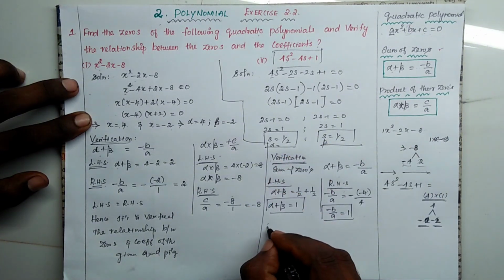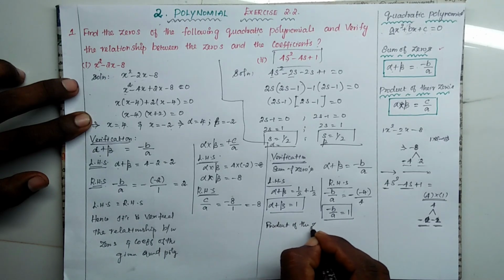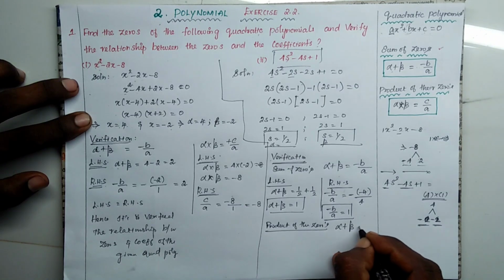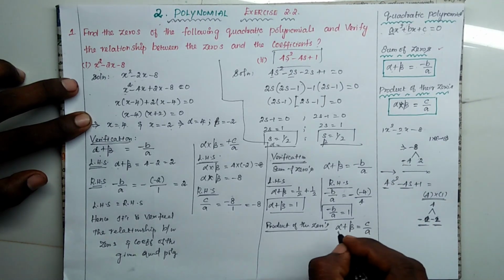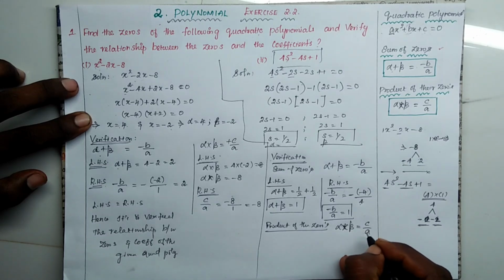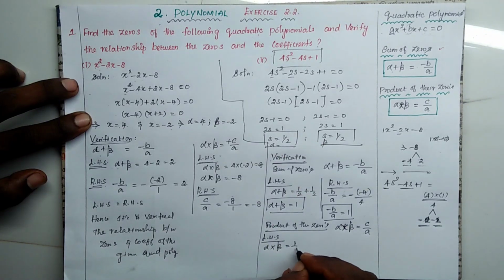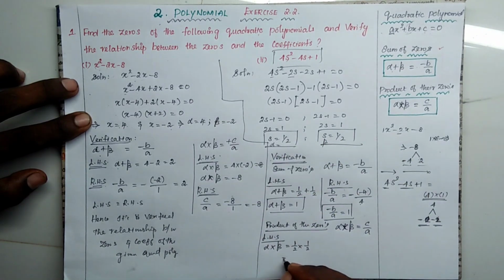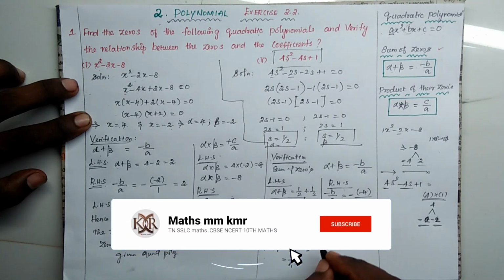Now go for the product of the zeros. The formula for the product is alpha into beta is equal to c divided by a. First the LHS, alpha into beta. We know alpha is 1 by 2 and beta is also 1 by 2. That will give us 1 into 1 is 1, divided by 4. So alpha into beta is 1 by 4.